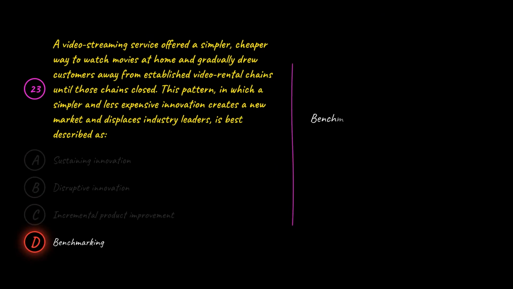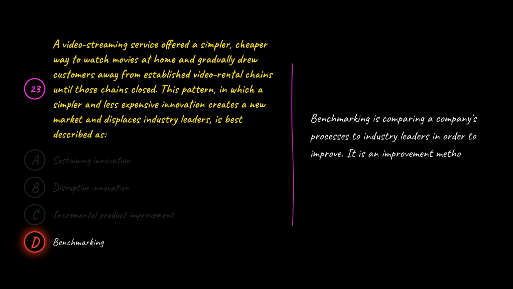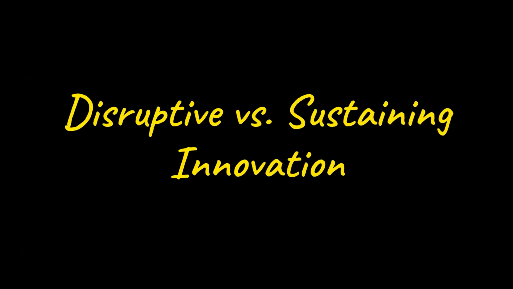D is wrong because benchmarking is comparing a company's processes to industry leaders in order to improve. It is an improvement method, not a type of market displacing innovation. Disruptive innovation is more than just a new technology. It's a specific pattern where a simpler, cheaper newcomer reshapes an entire market. Understanding exactly what qualifies as disruptive is what separates the concept from ordinary progress.